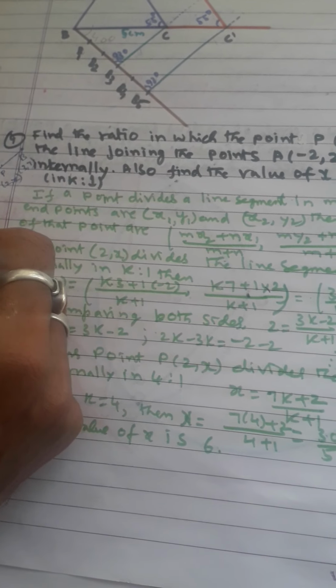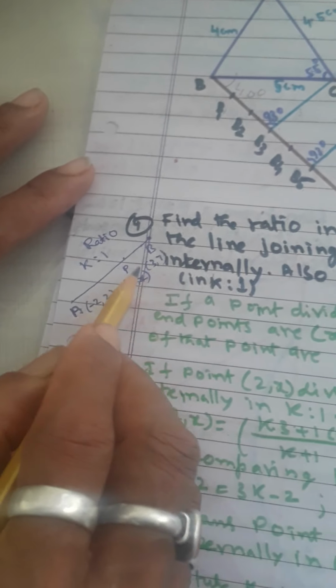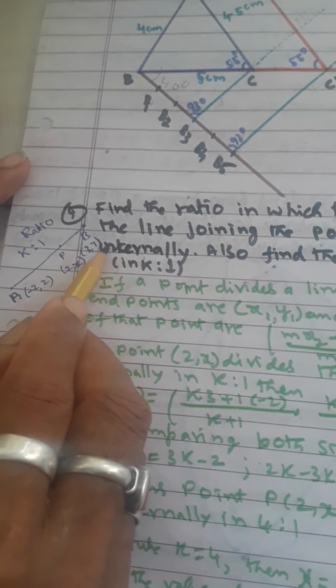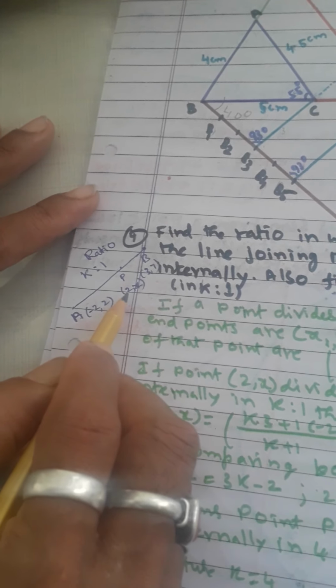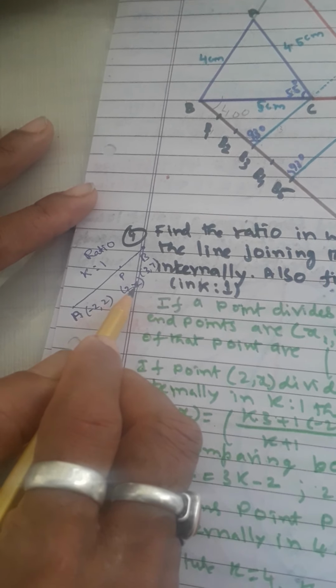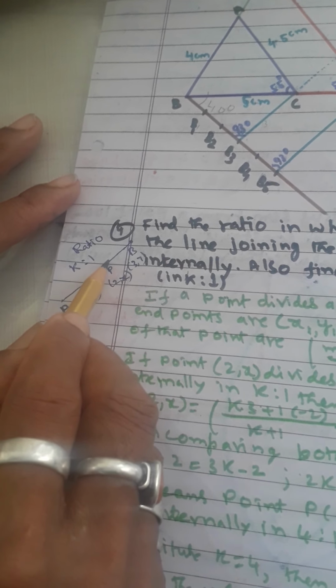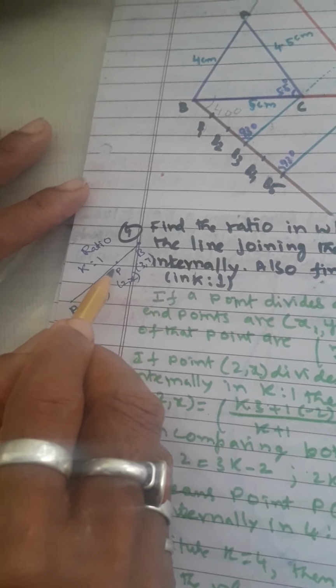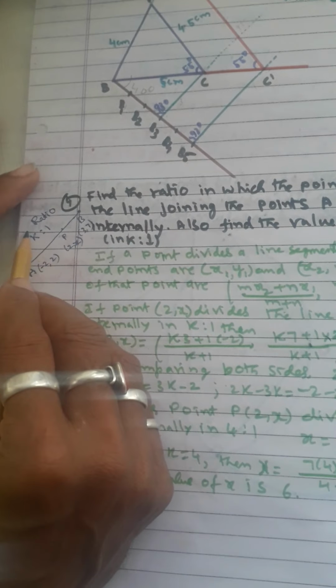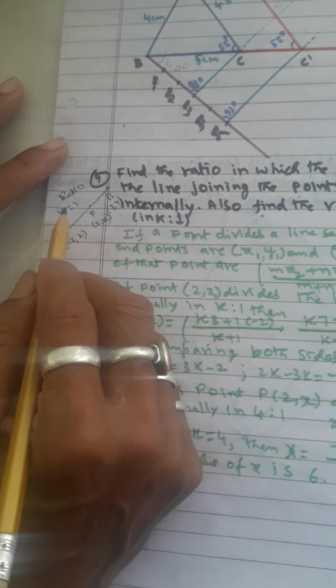So I just have to draw a rough diagram also. Draw the line AB. A coordinate they gave as (-2, 2), B coordinate they gave as (3, 7). So P is a point that divides in the ratio k is to 1. That P point you mark somewhere. Then what are the coordinates of P? P coordinates they gave as (2, x). Now we have to find this x value, and in that ratio the k value also we have to find out. That is what the question is asking. That's the meaning of this question.